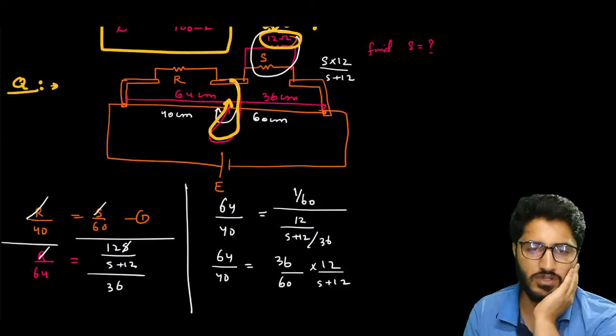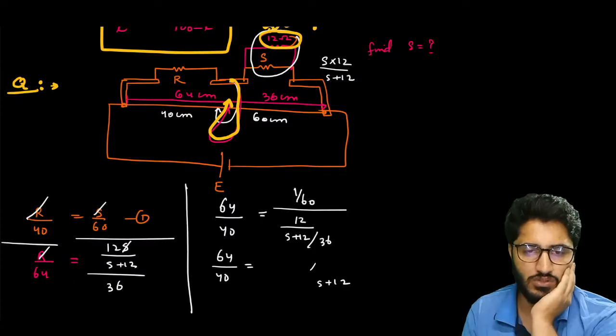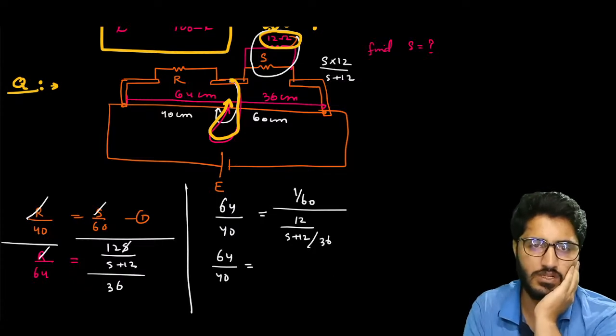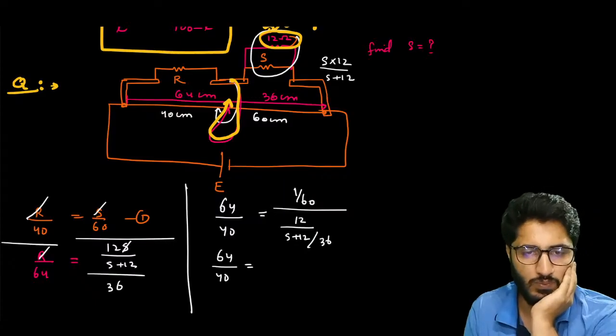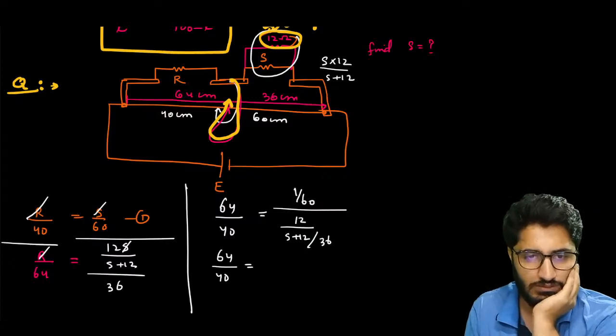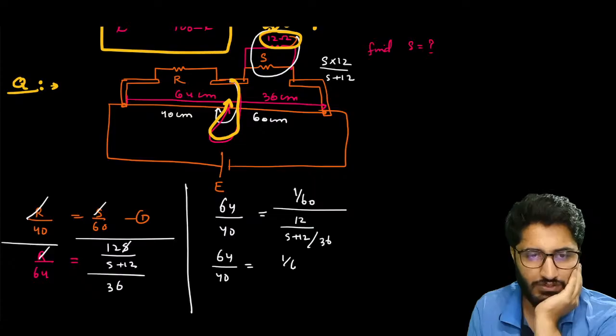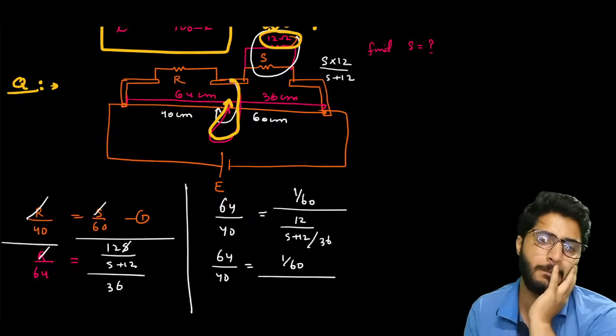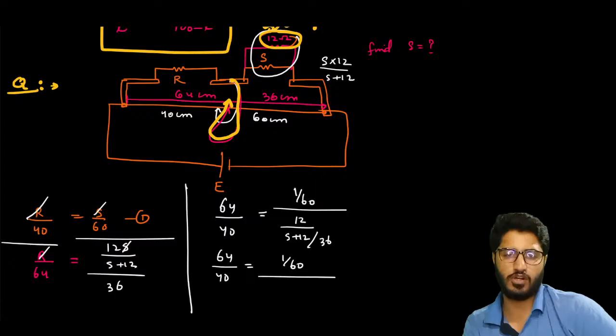I think we are doing some wrong things, no? So let us not go with this kind of thing. Let us just solve it. So I will write it 1 by 60, 1 second. It is 1 by 60 whole divided by 12 by S by 24.